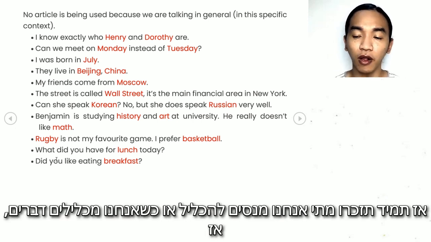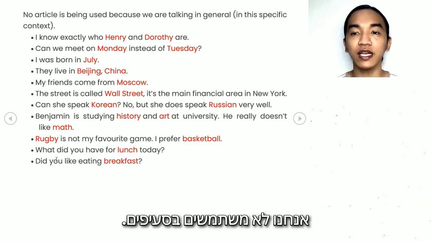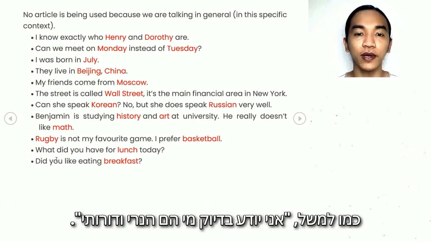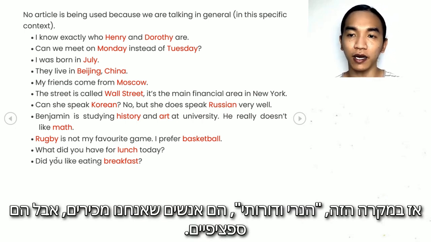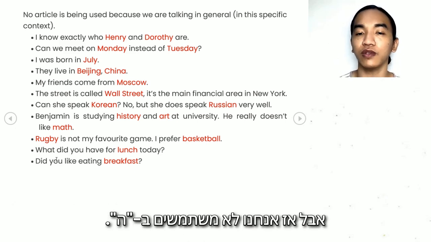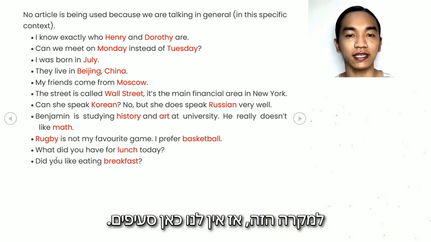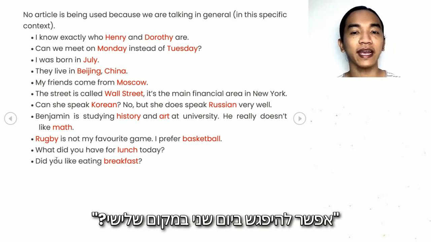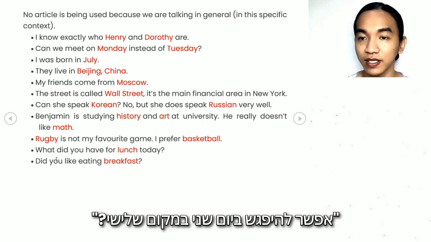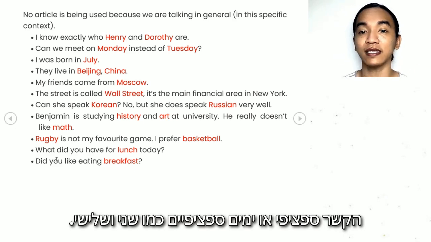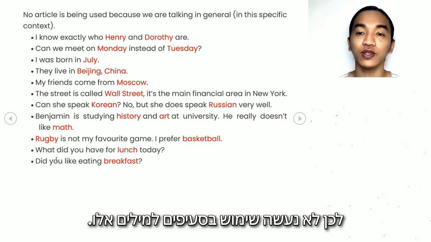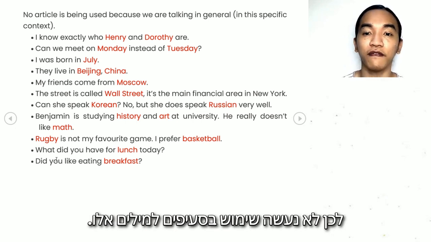So always remember, when we are generalizing things, then we do not use articles. Okay, for example: I know exactly who Henry and Dorothy are. In this case, Henry and Dorothy are people that we know, they are specific, but then we don't use the. So we don't have any articles here. Can we meet on Monday instead of Tuesday? Okay, so we are talking in general with a specific context, specific days like Monday and Tuesday. Therefore, no article is used for these words.